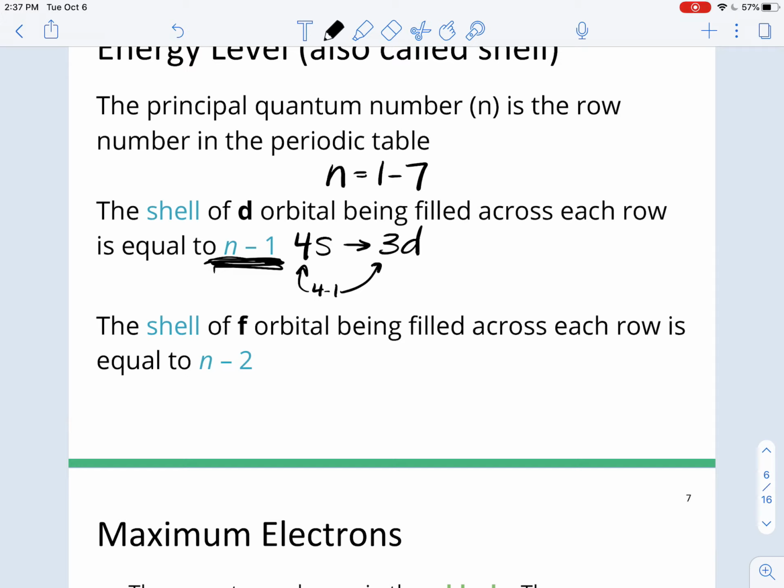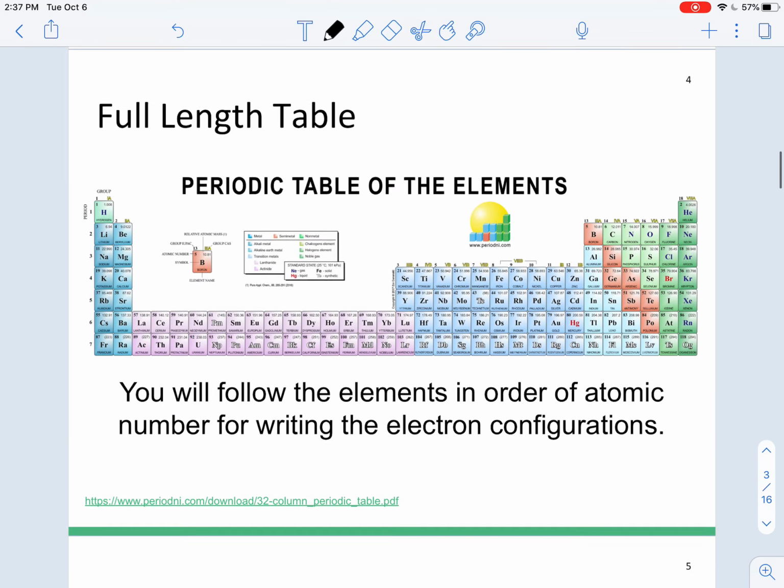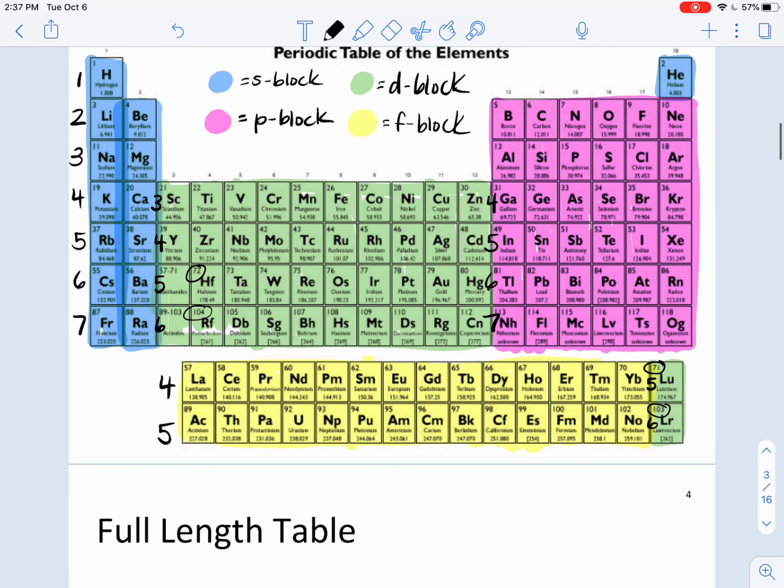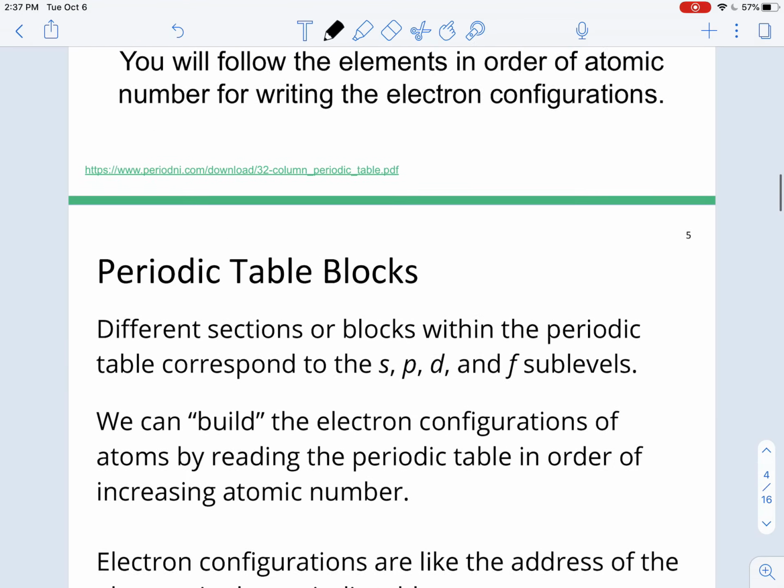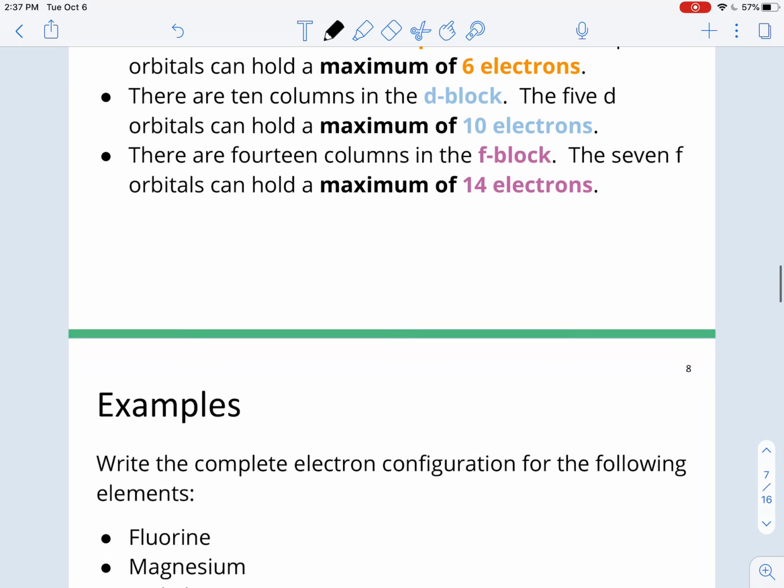The shell of F being filled across each row is equal to n minus 2. So you don't necessarily need to know that like D is n minus 1 and F is n minus 2. Just know that when you're labeling your periodic table for like a test or a quiz, yes, you get a blank one, but you can fill it out. You need to know that like F block here is 4 and 5. And then that D block downshifts. Sorry, I keep scrolling back and forth, but it's easier to show you that picture.